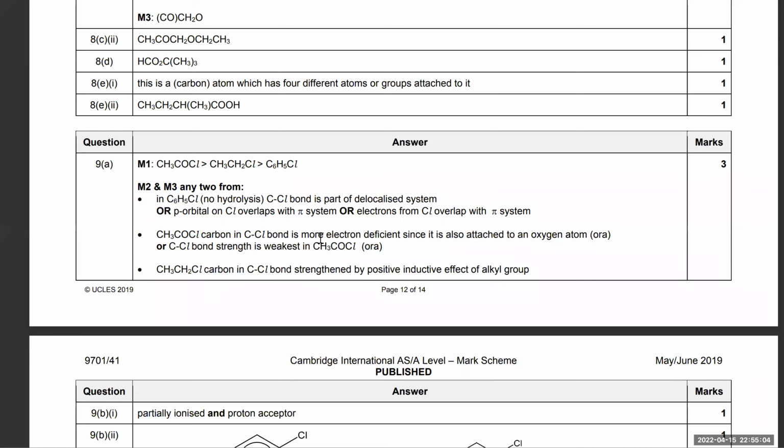CH3COCl, CCl bond is more electron deficient. Electron deficient means that it's got a strong positive charge, as it is attached to an oxygen atom, or the CCl bond is the weaker. So it's kind of the same. Electron deficient means it's got a very strong positive charge density. So kind of the same thing. So any two from this.